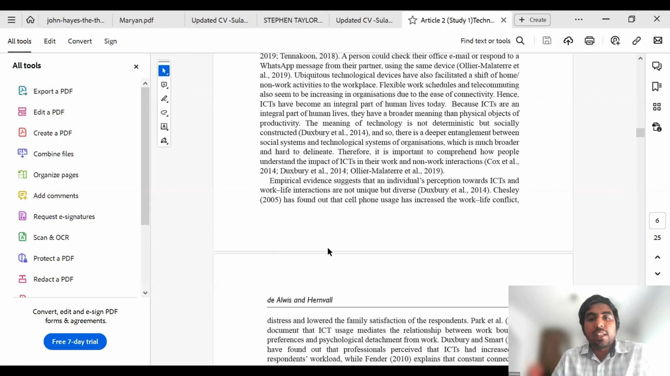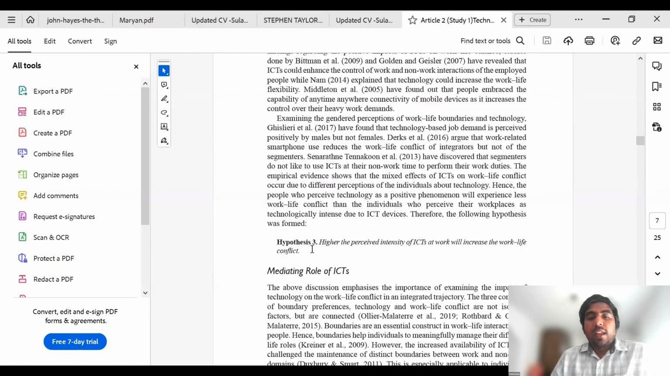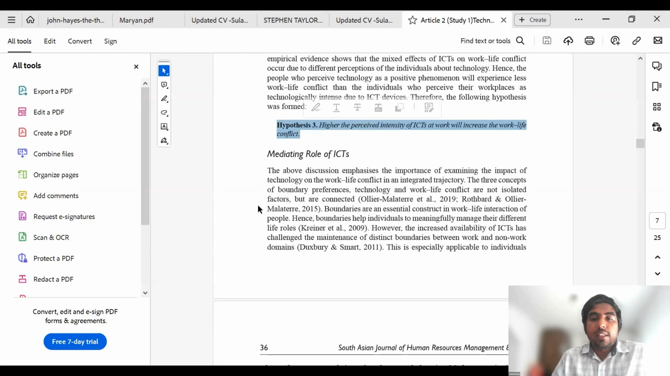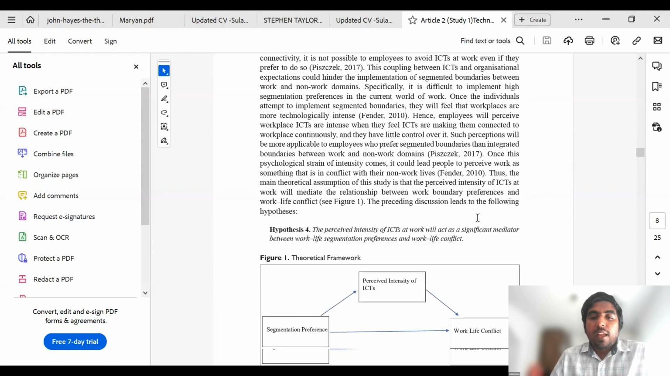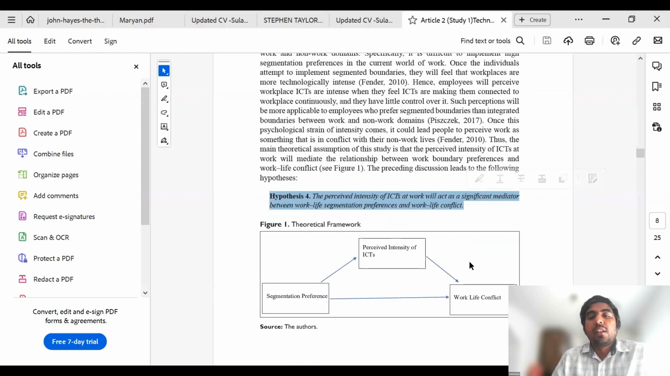Then I go into the next concept and present hypothesis 3. Then there's a mediator in my study. I talk about it and I present hypothesis 4. Then you can present the theoretical framework in a figure like this.